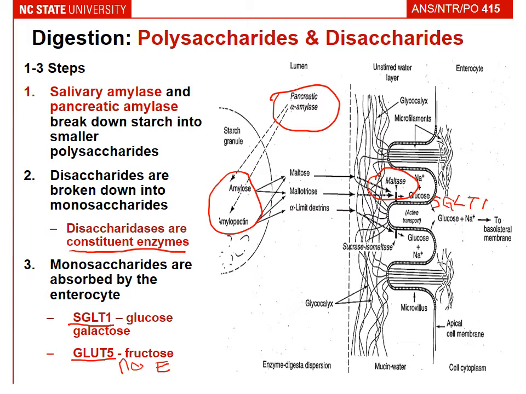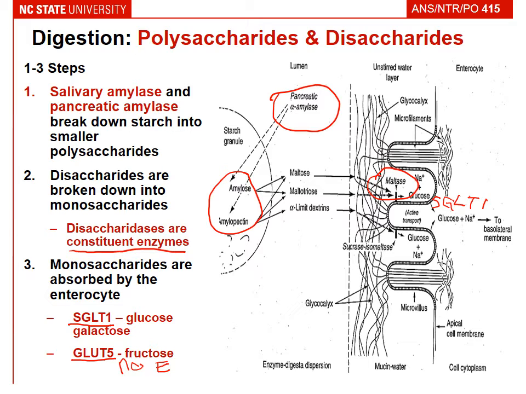In this picture we're just showing pancreatic amylase, breaking down this starch granule, and we are getting amylose and amylopectin, and then the end products end up being maltose, maltotriose, and limit dextrins. Now, our maltose, our maltotriose, and our limit dextrins, especially our maltose, that is a disaccharide.